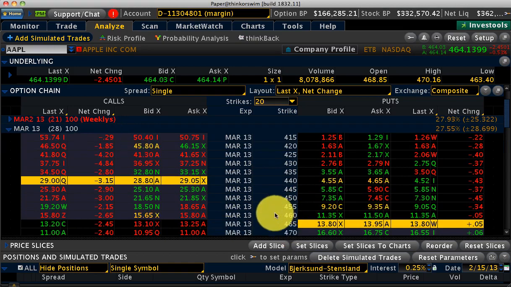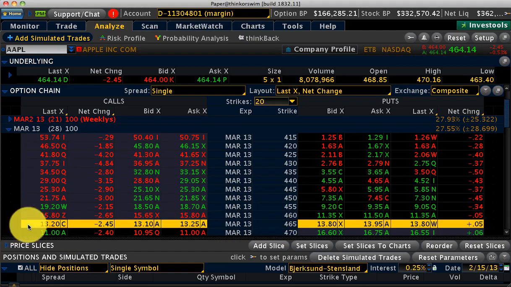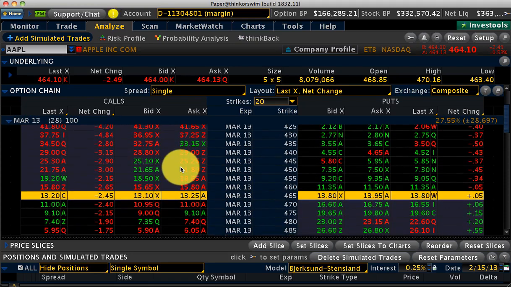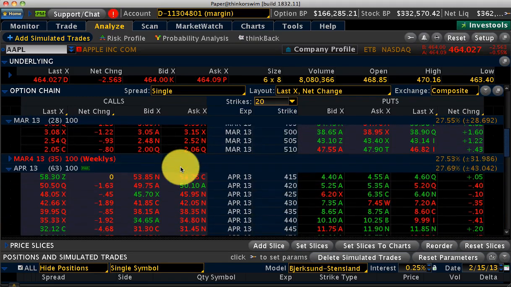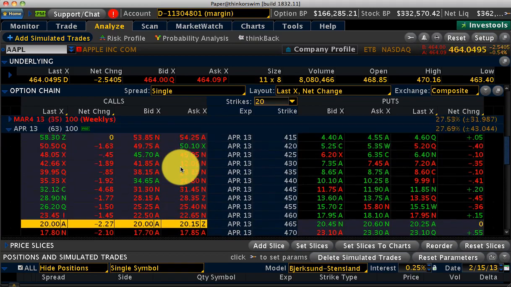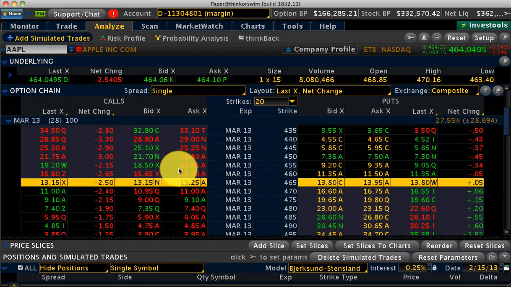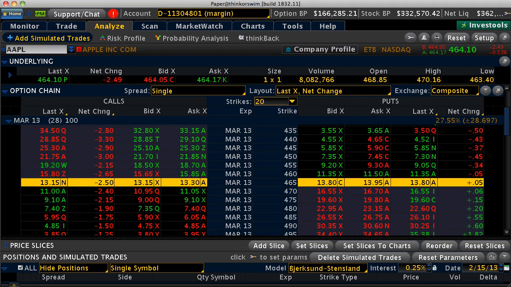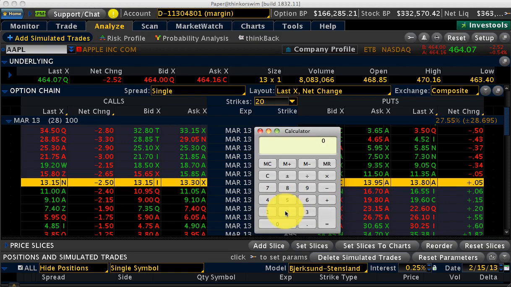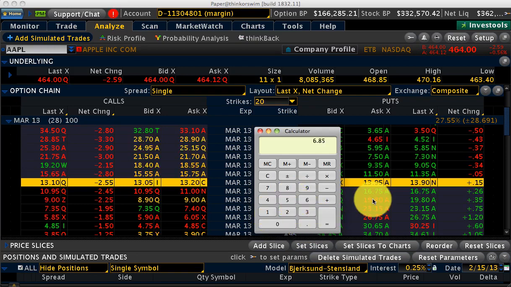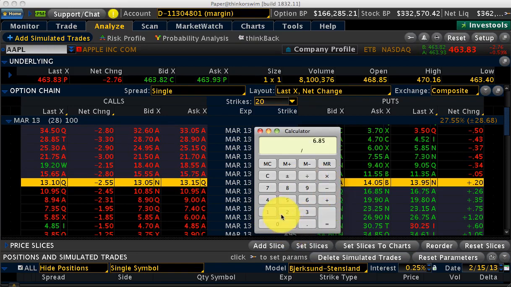Then we can look at the March series and look at what the 465 is going for. It's going for 13.2. So again, from April, it came down from $20 even to about $13.15. Let's bring back our calculator and see what that means. So 20 minus 13.15 is equal to 6.85, divided by 20 even. So that is 34.25%.